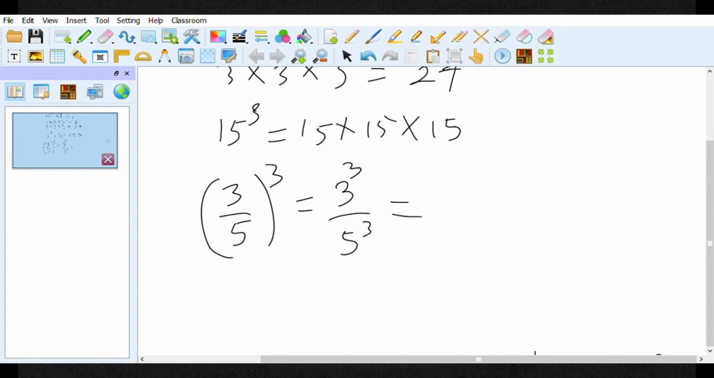Take note of that. 3 cube means 3 times 3 times 3, and 3 times 3 is 9, 9 times 3 is 27. 5 cube means 5 times 5 times 5. 5 times 5 is 25. 25 times 5 again is 125. So we have 27 over 125.